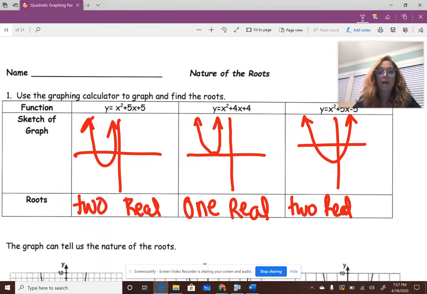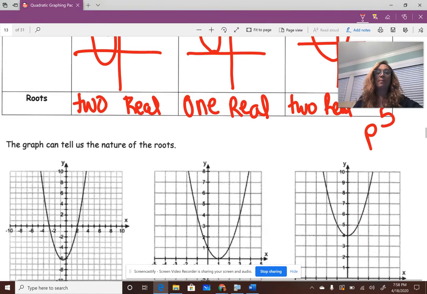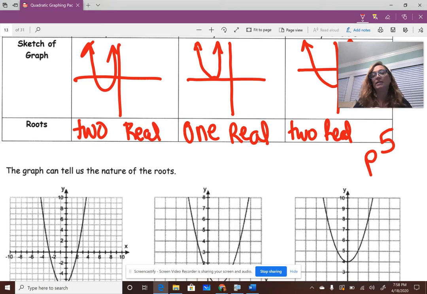Okay. So if you remember back on page 5, there's basically 3 things that could happen. You can get 2 unequal roots, 2 equal roots, or 1 root, or you can get no roots. So that's what you can get from the picture. Now, sometimes you're not going to see it in the window of the graphing calculator. You may have to play with your window a little bit.